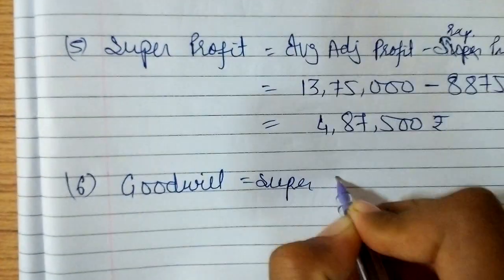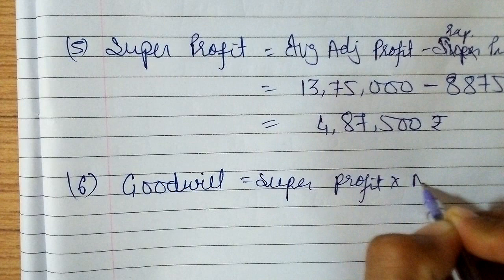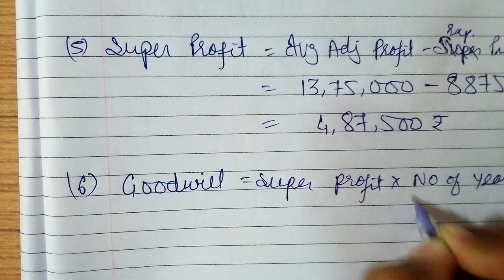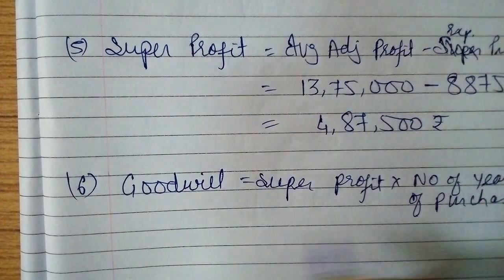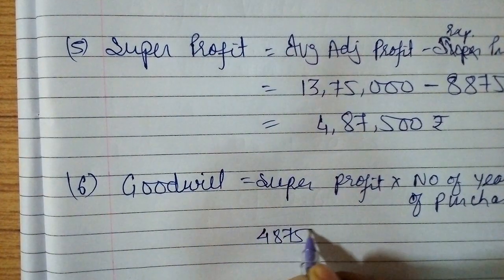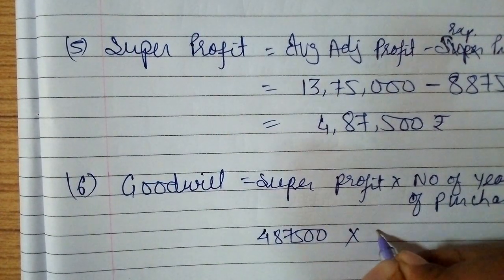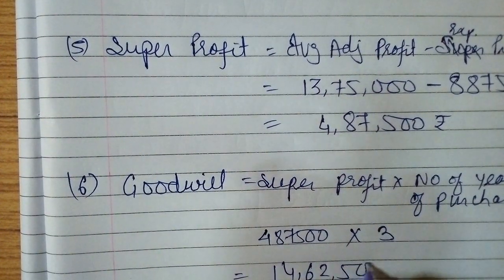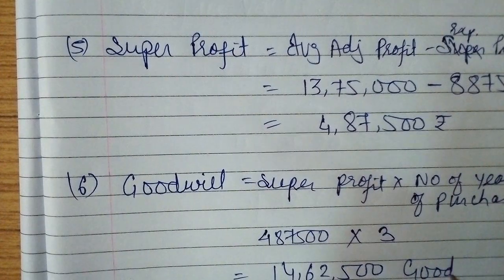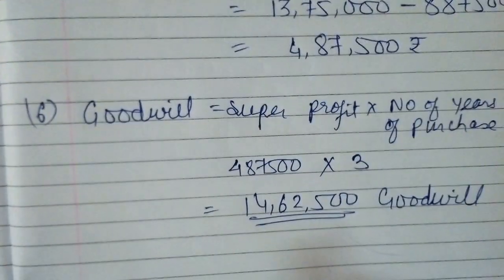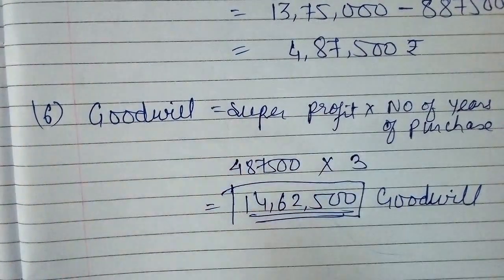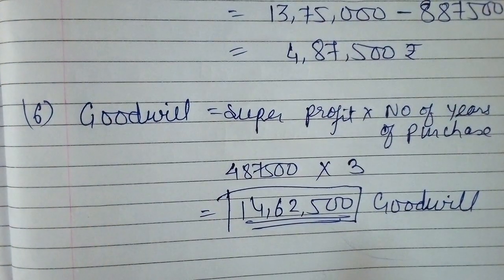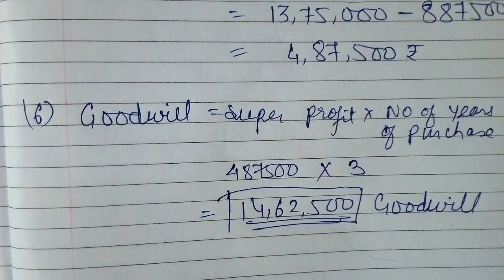Now 6th point, goodwill. Formula: super profit into number of years of purchase. So my super profit is 4,87,500 into 3 years. So 14,62,500 is the valuation of my goodwill, right? So this is the first answer. Valuation of goodwill is 14,62,500. So here we have completed our first stage of finding out the value of goodwill.